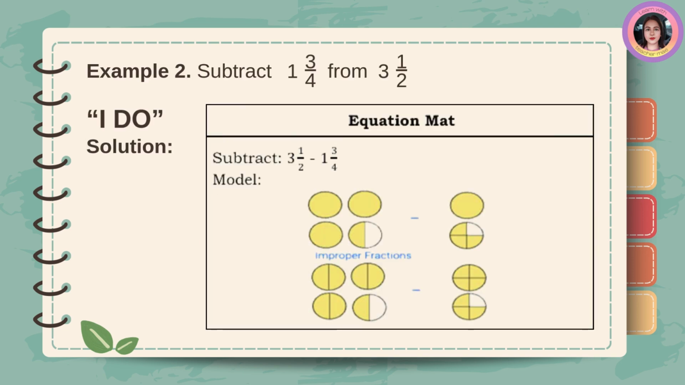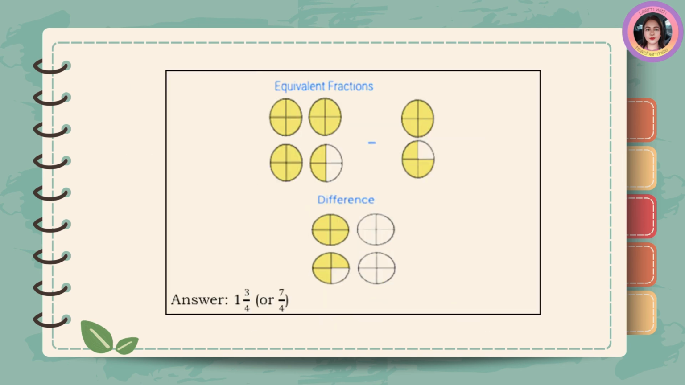Example number 2, subtract 1 3/4 from 3 1/2. Solution: subtract 3 1/2 minus 1 3/4. The equivalent fraction of 3 1/2 is 3 2/4. 3 2/4 minus 1 3/4 is equal to 1 3/4 or 7/4.